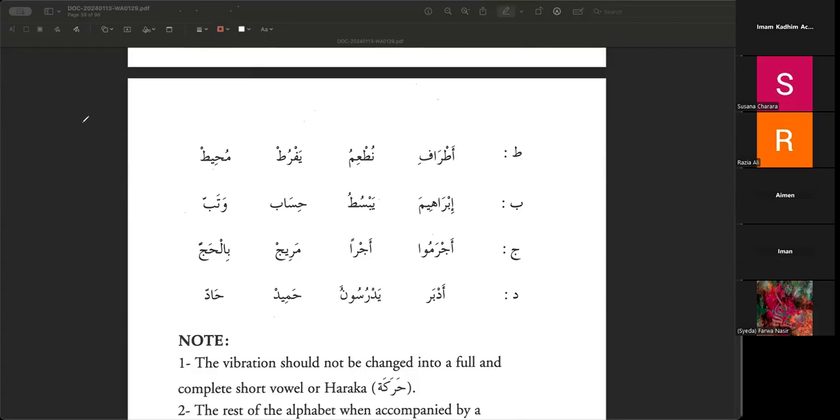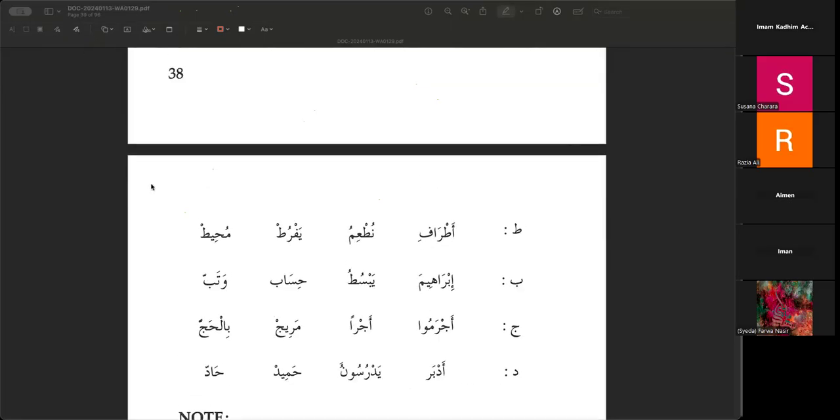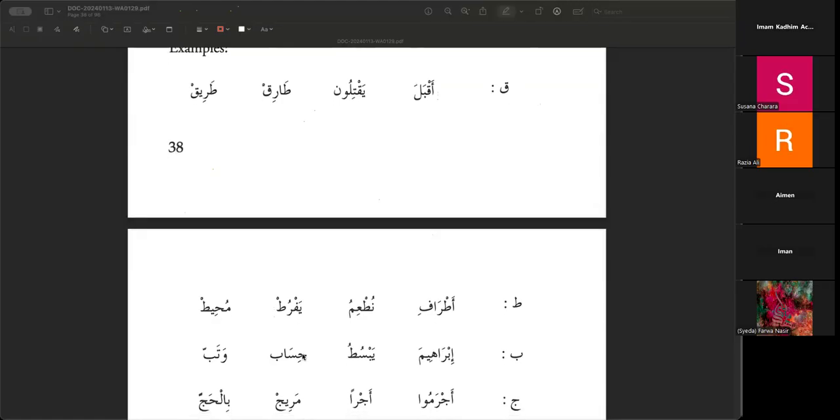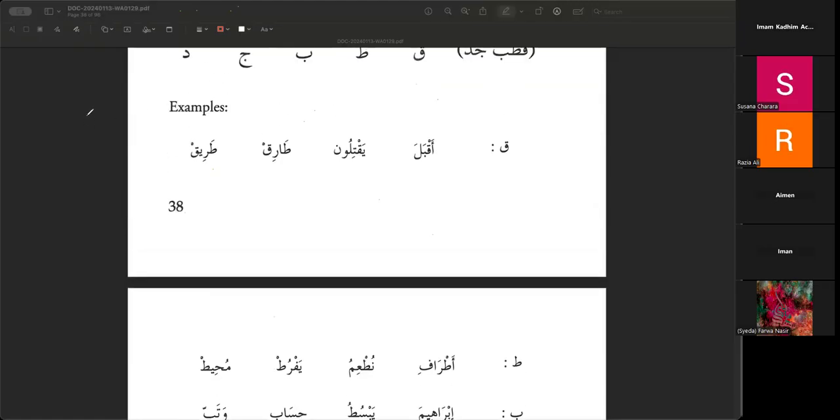And in some letters, I feel like it's easier to do it than in others. For instance, I feel like qaf or maybe ba is easier to notice the difference between the two. Thank you, Sister Farwa. Sister Razia?